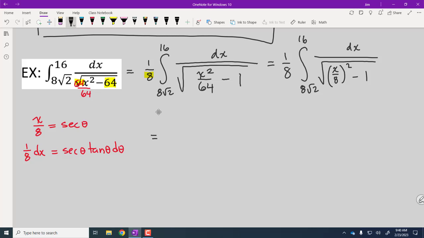All right, so let's get through all this substitution business. We have a dx in the numerator. So we come down to this and we isolate dx. So dx will be 8 secant tangent times d theta. So there is dx.